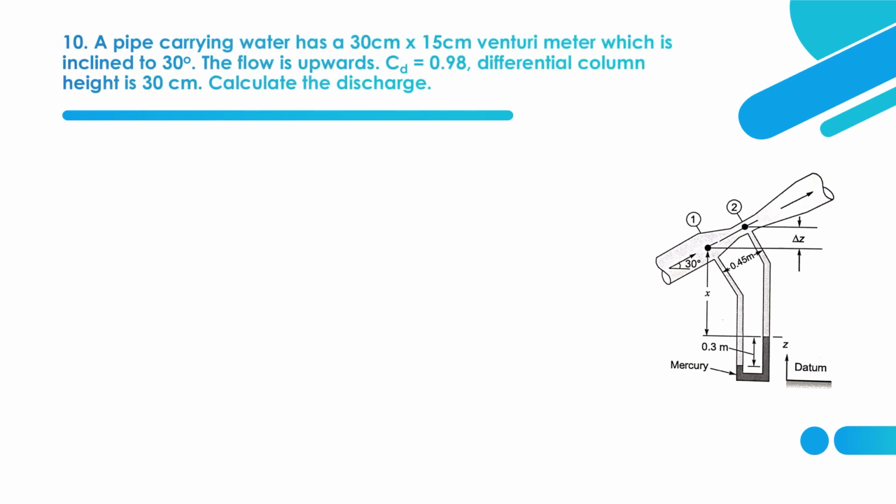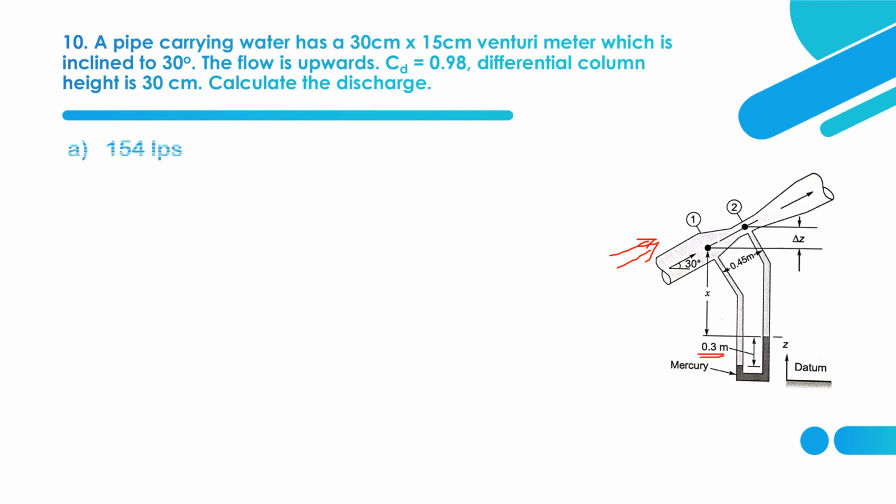The 10th question is based on Venturimeter, and it is an inclined Venturimeter. A pipe carrying water has a 30 cross 15 centimeter Venturimeter. What does that mean? 30 cross 15: 30 is the pipe diameter, 15 is the throat diameter. The Venturimeter is inclined at 30 degrees with respect to horizontal. The flow is upwards. The Cd value, that is the coefficient of discharge, is given as 0.98. Differential column height is given as 30 centimeter, that is nothing but 0.3 meter.